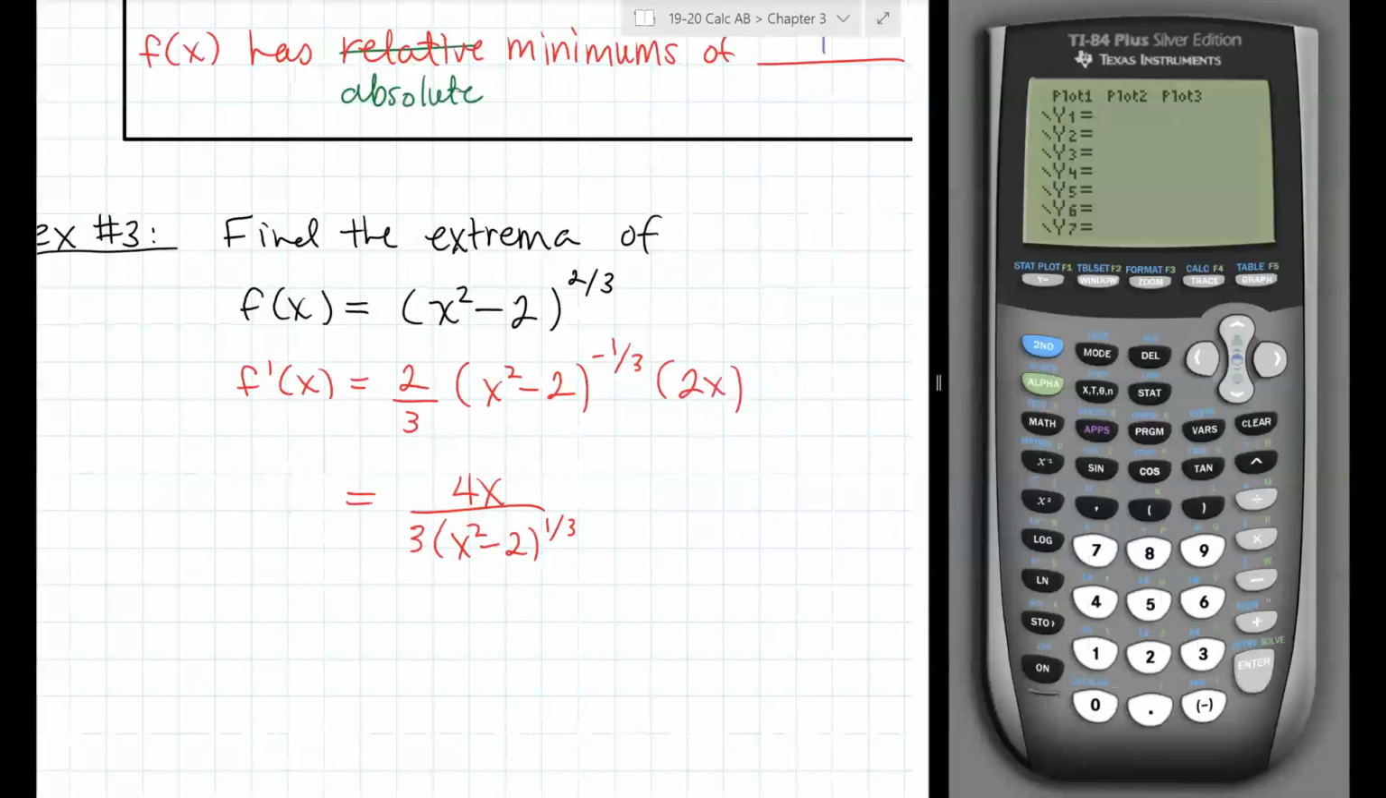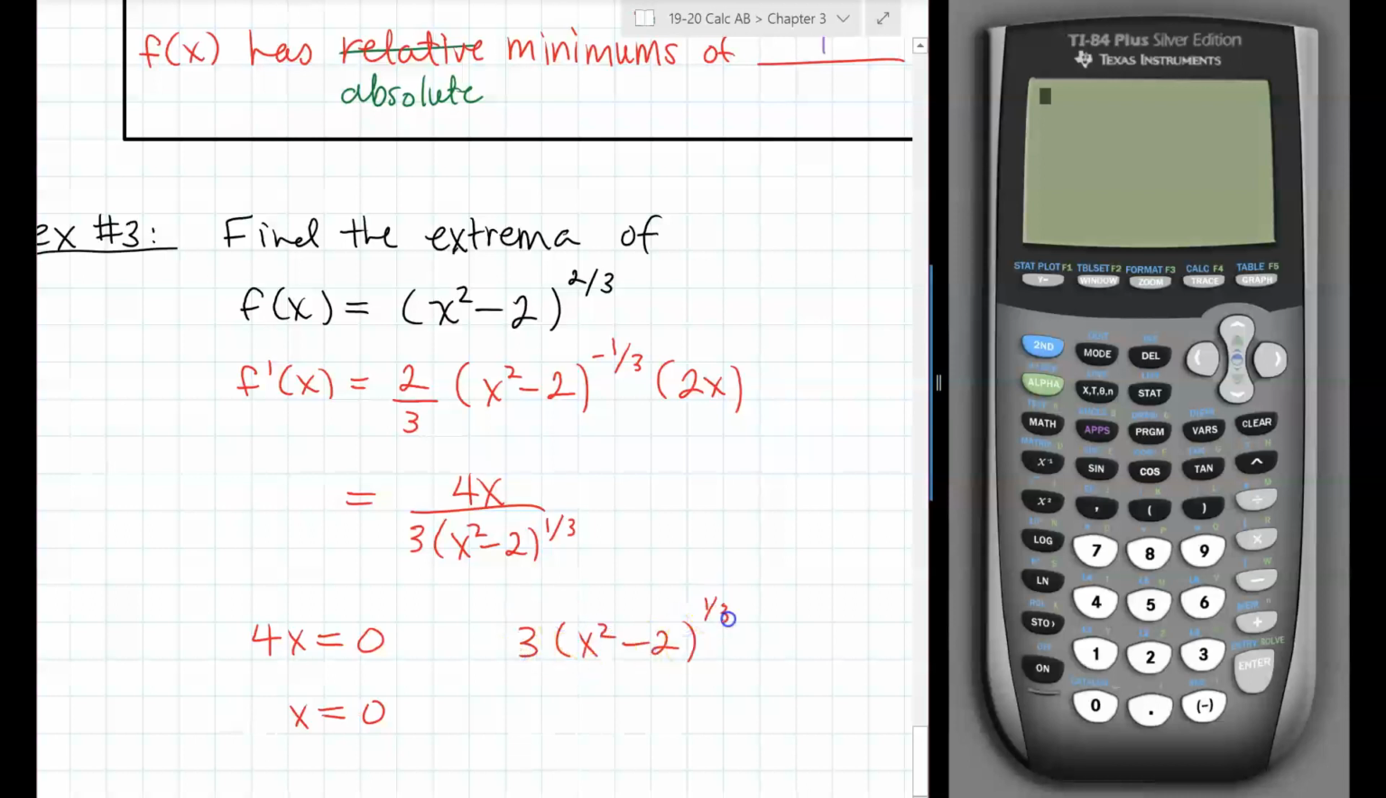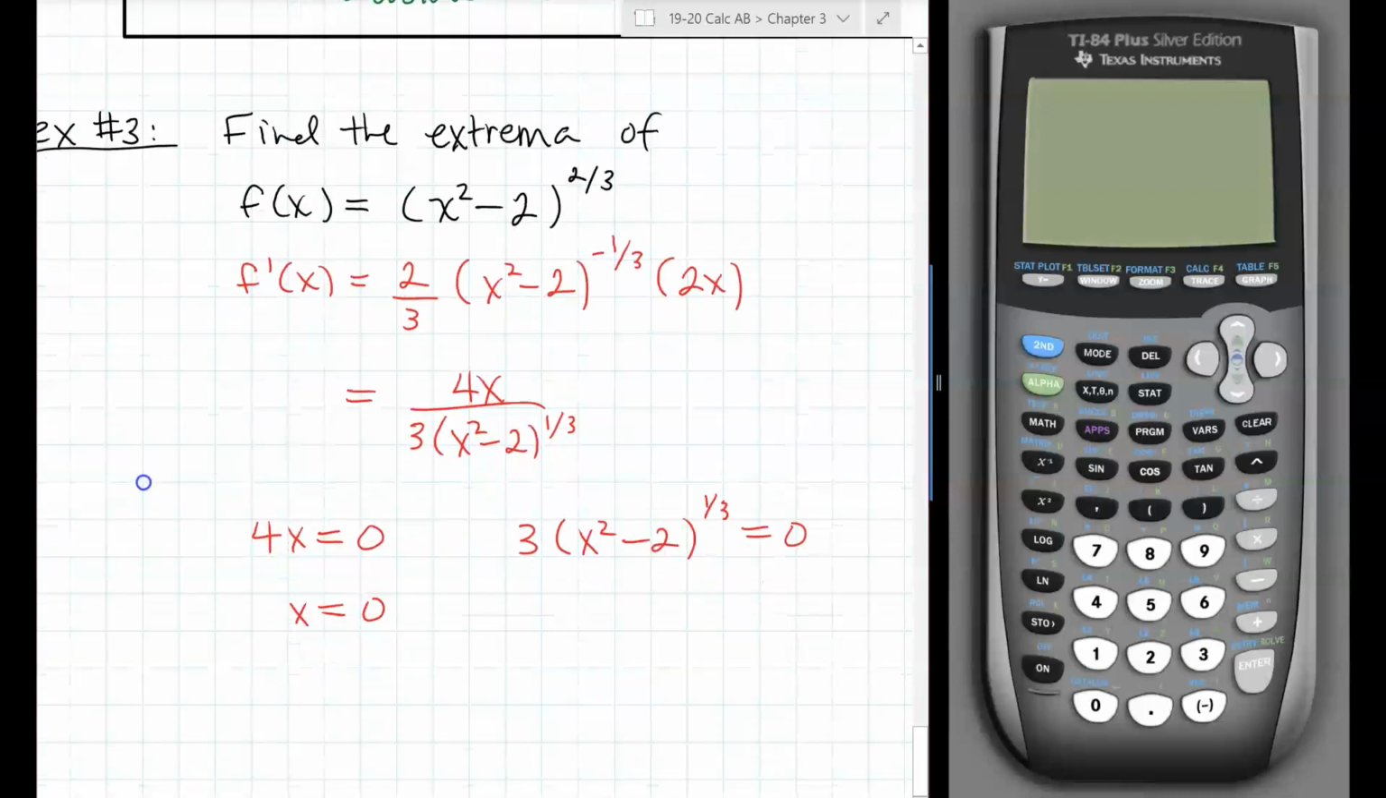Alright, so we're going to calculate some of the values. Now that I have my derivative done, I'm going to set the numerator equal to 0. That's how I find my zeros, okay? Set the numerator equal to 0, which is just x equals 0, okay? And then I'm also going to get my denominator and set it equal to 0 so I can find what makes it undefined. So the denominator is this, and I'm going to set it equal to 0.